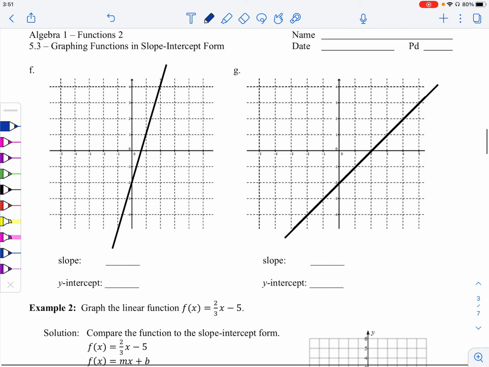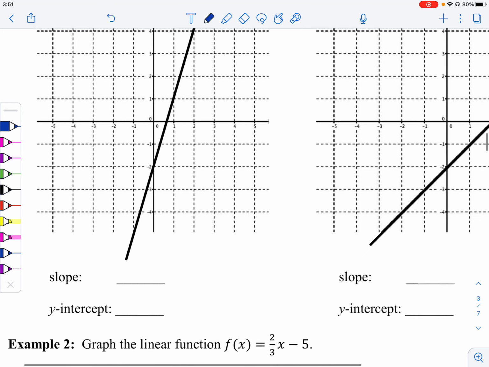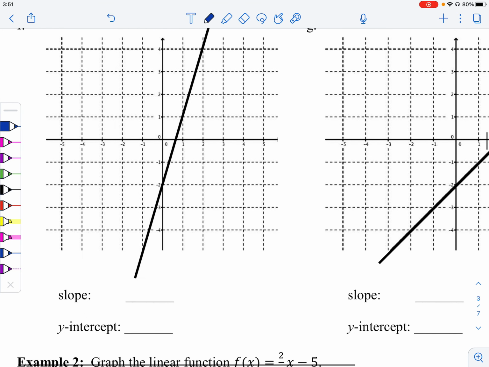Okay, next one. Slope y-intercept. Remember these ones, right? So we start at our y-intercept. Here's our y-axis. Always start on the y-axis. So here's our point that crosses, right, at -2. So our y-intercept is (0, 2).